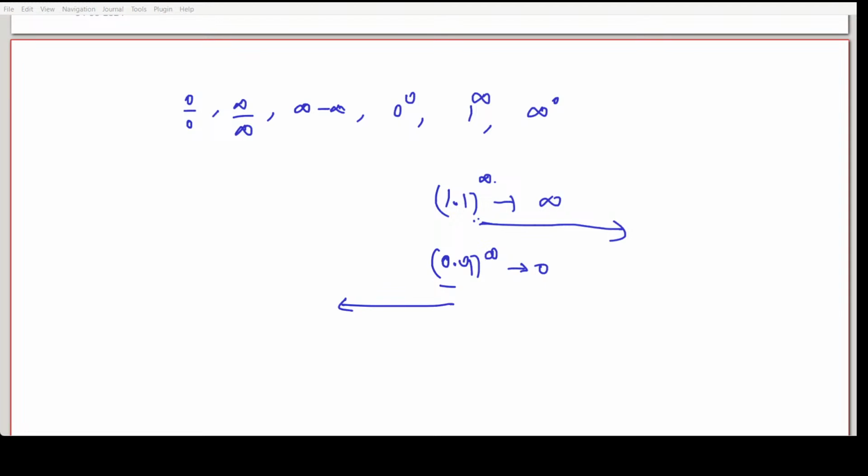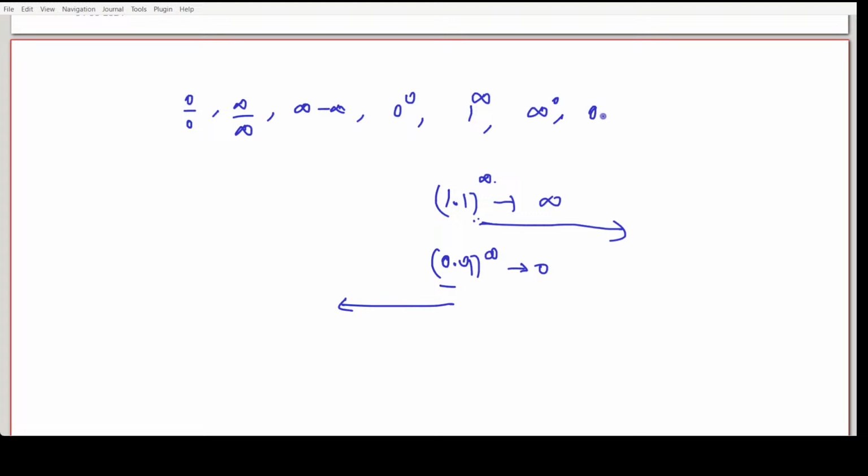Infinity power 0. What will happen? Infinity power anything should be infinity, but anything power 0 should be 1. So that's why we are not clear again.